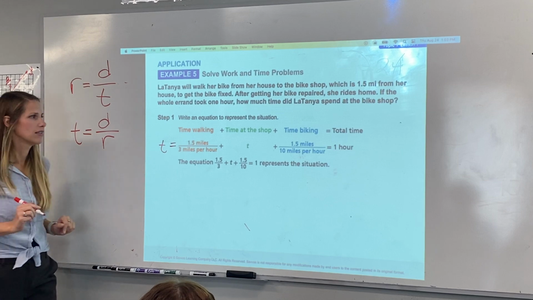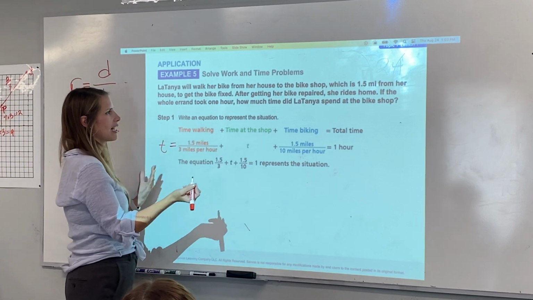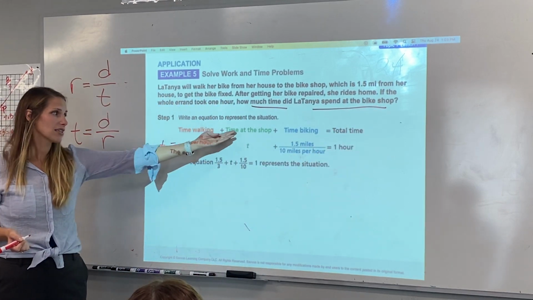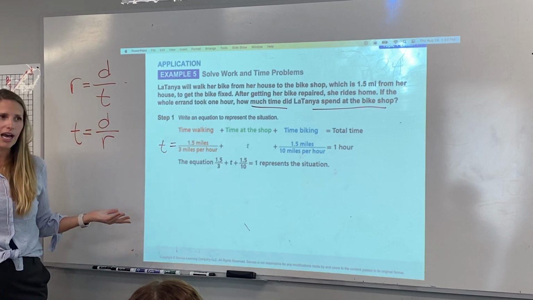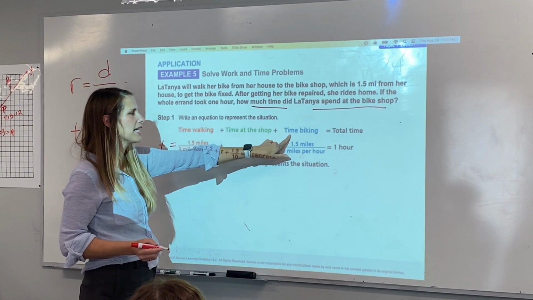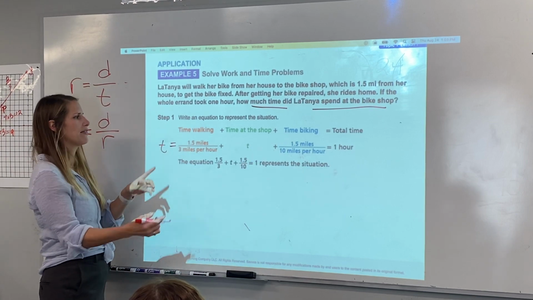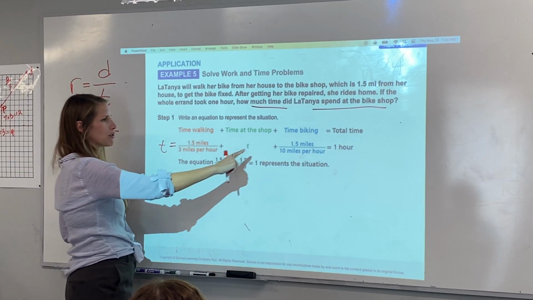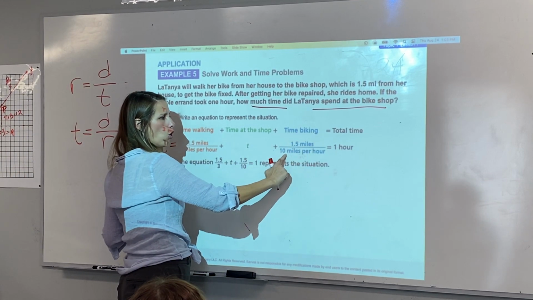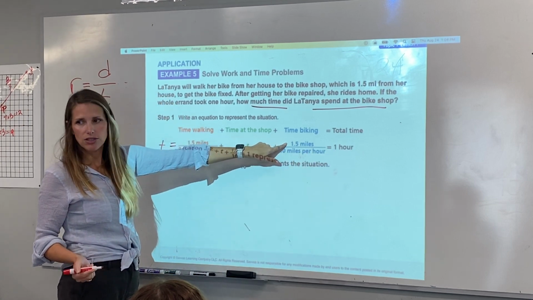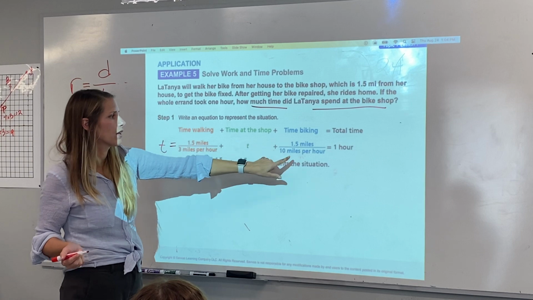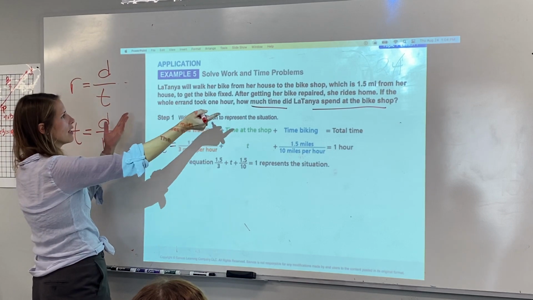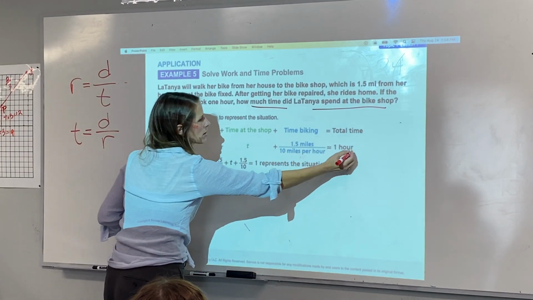And that's okay, right? The time at the shop, well, that just happens to be what they're asking for. So that's gonna stay our variable. We'll call it T for time. The time biking, just like we were able to represent the time walking with distance over rate, we're gonna represent the time biking with the distance over the rate. 1.5 miles, because we said that the distance is the same, right? Over her rate of biking, 10 miles per hour. And then it also tells us that the total time took 1 hour, so that's our total.